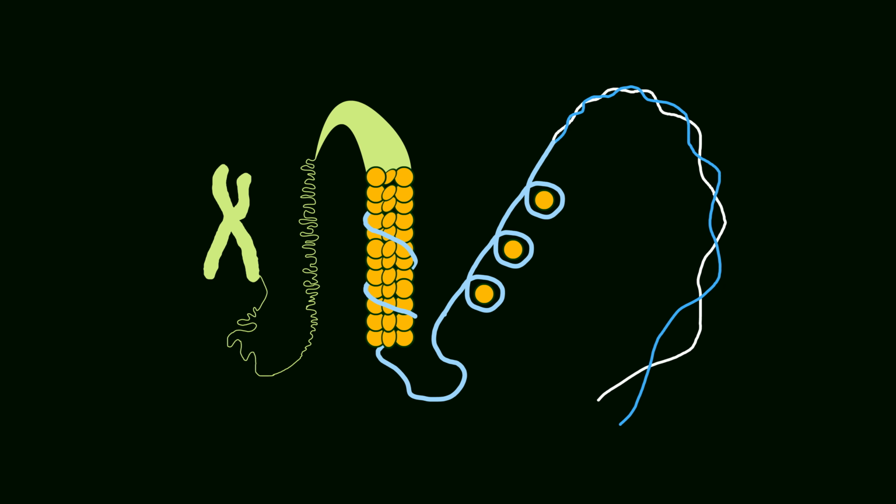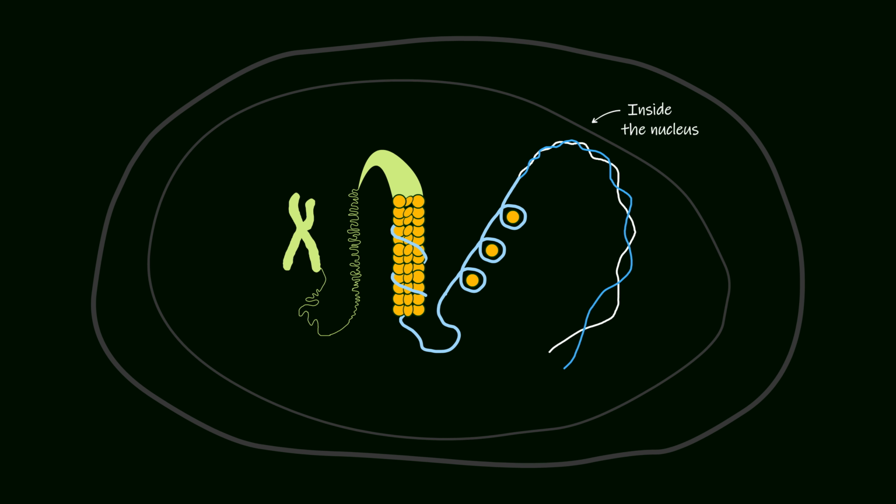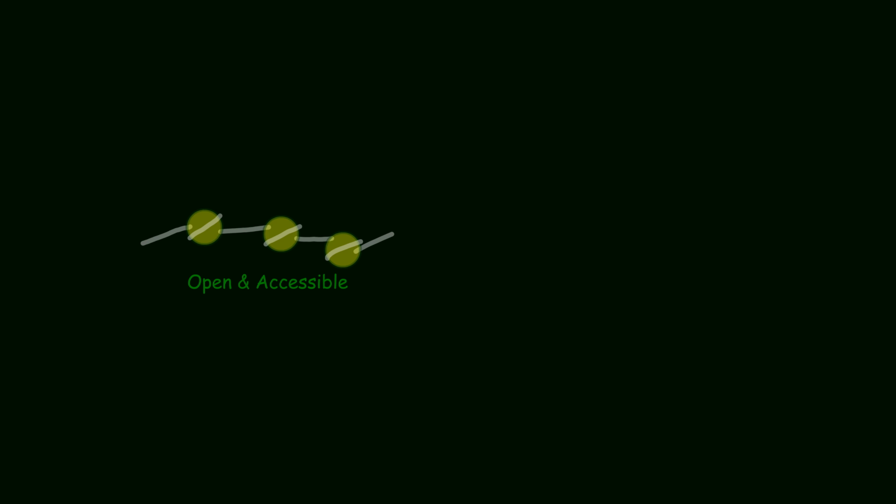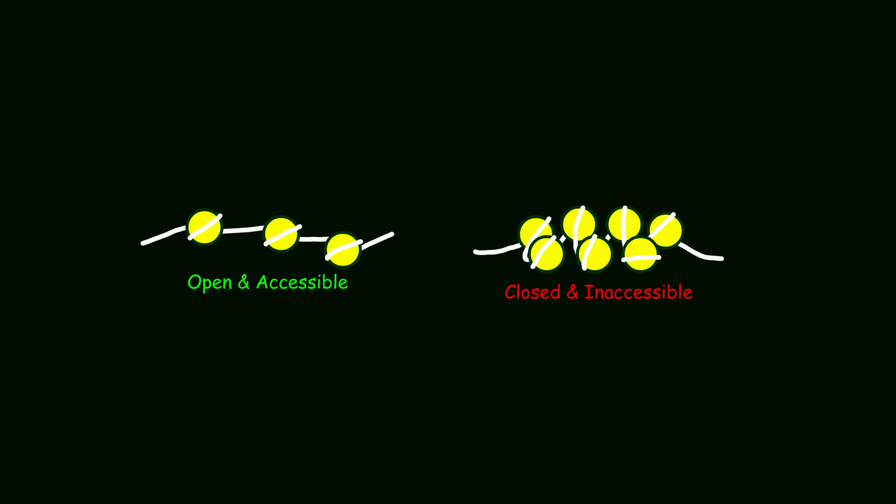Chromatin is the highly organized complex of DNA and proteins that packages our genetic material inside the nucleus. Without this organization, DNA would become tangled, damaged, and difficult for the cell to use. But chromatin is much more than a storage system. It is a dynamic structure that determines which parts of our DNA can be accessed and which remain hidden.